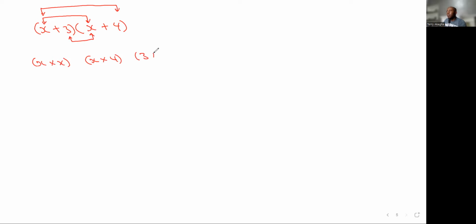Let's say we have x plus 3 multiplied by x plus 4. So the first rule, we use each element to multiply. So it's going to become x times x. Then x times 4. The next one is going to become 3 times x. Then 3 times 4.